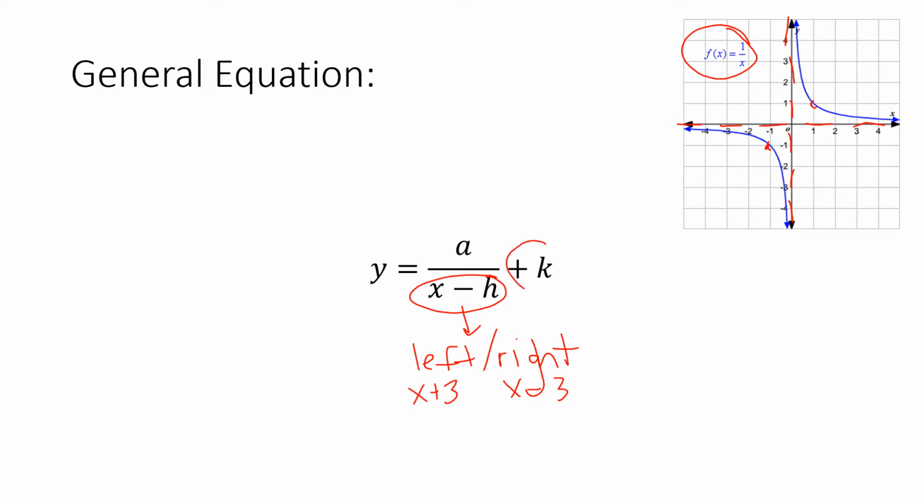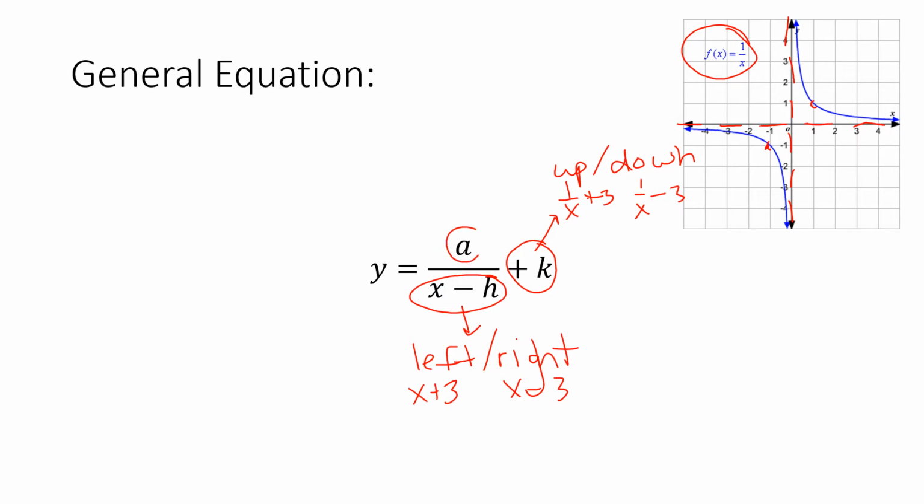The constant at the very end of your function, remember, is what moves your graph up and down. So if you had something like 1 over x and a plus 3 at the end, that's going to move the whole thing up 3. But if you had a minus 3 at the very end, it's going to move your graph down 3. So the constant shifts up, down, left, and right.